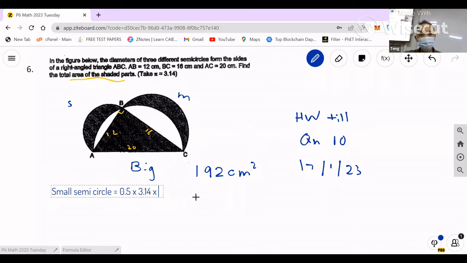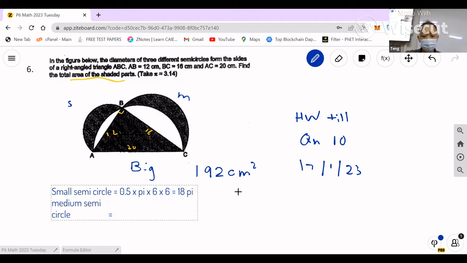Equals to, so the radius is 6 times 6, which will give us 18. So we can leave it as pi. We're gonna leave it as pi. So this one is 18 pi. Or you can multiply out the whole thing as a number, right? So that's the small semicircle.